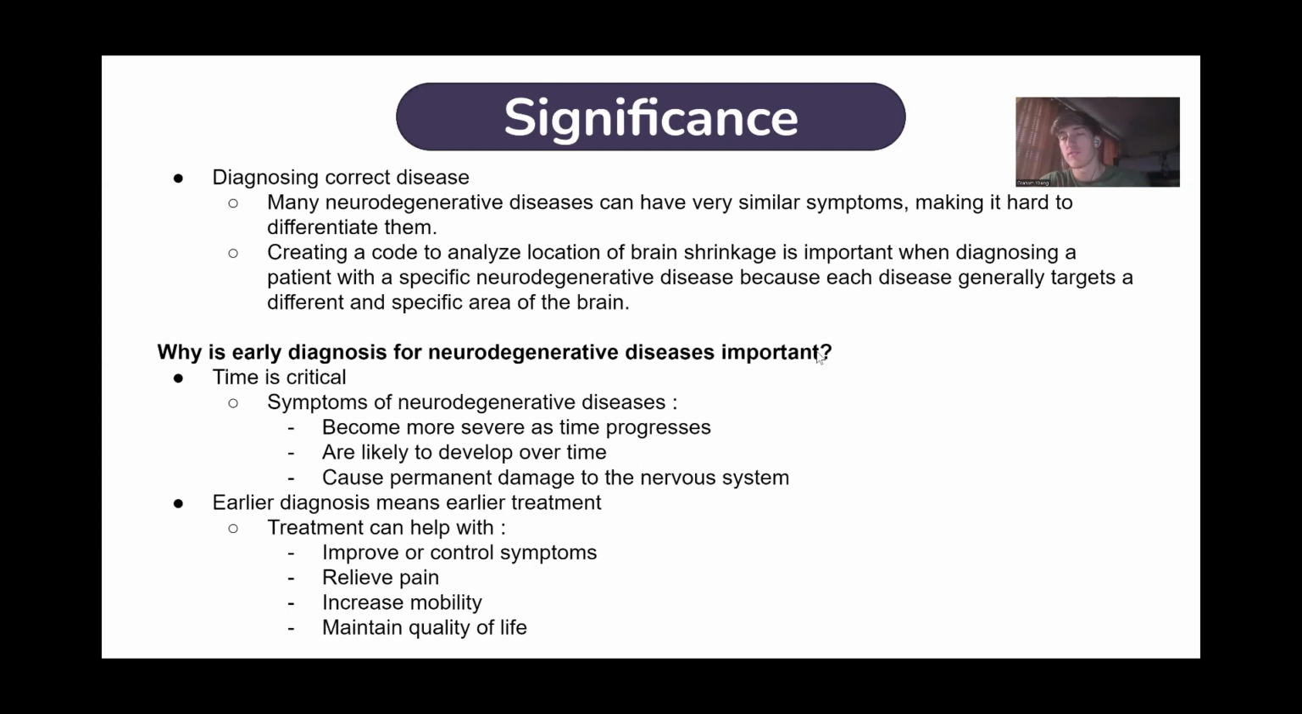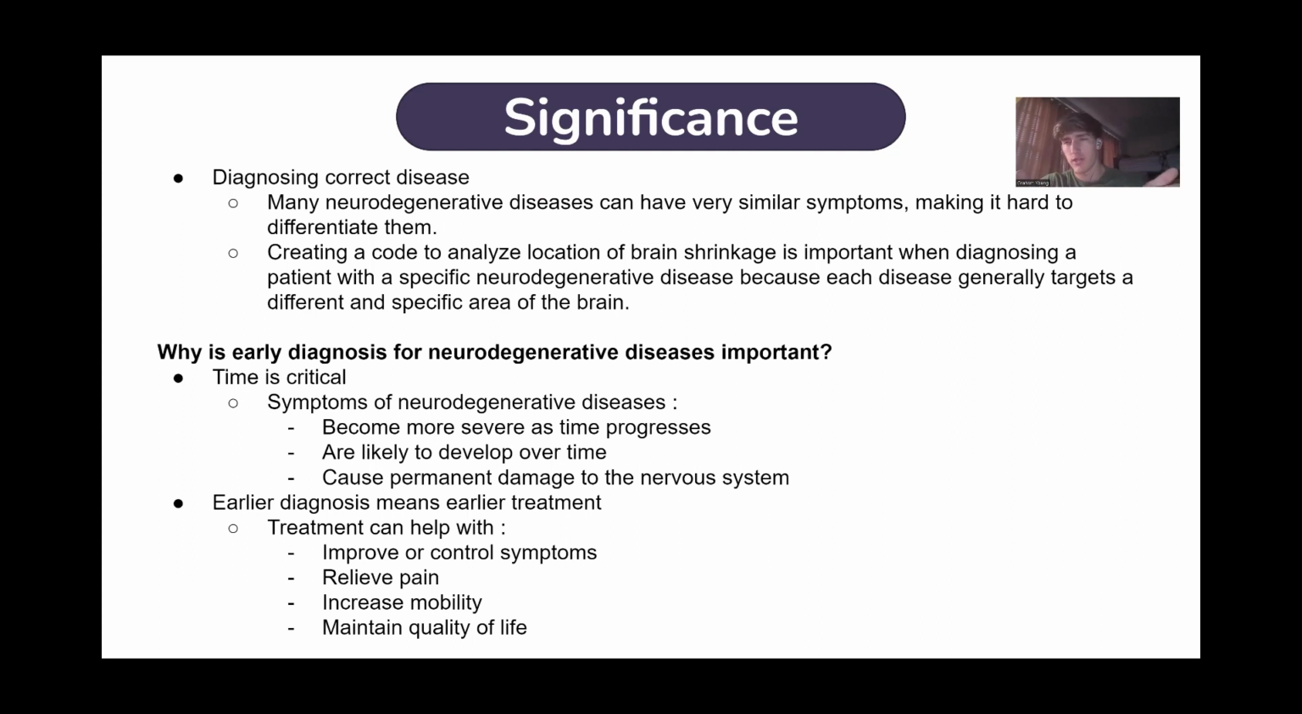Diagnosing the correct disease is very important. As said before, many of the similar symptoms range across lots of neurodegenerative diseases. Creating a code to analyze brain shrinkage within each area of the brain would be the best way to do this, because specific neurodegenerative diseases target different and specific areas of the brain.